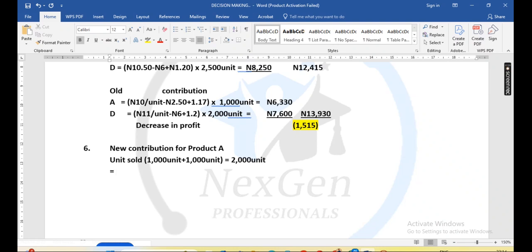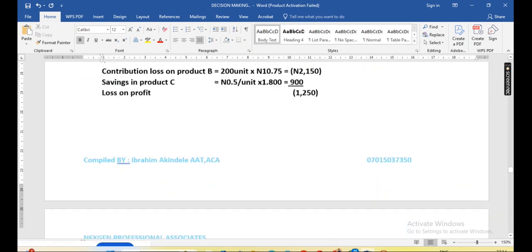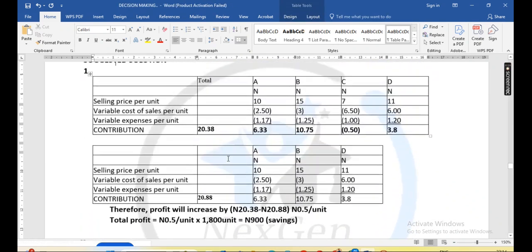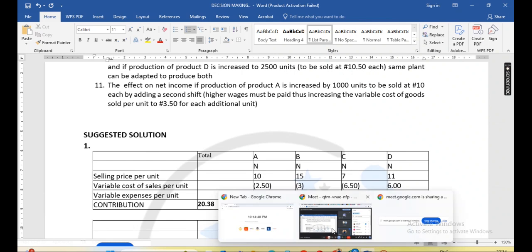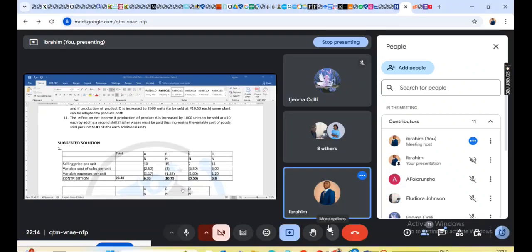3.50 kobo. Let me check. Oh, 3.50 kobo. 10 naira. Ha. Who said 3.50 kobo? Who said it? Just submit your mic. Just say I'm the one.